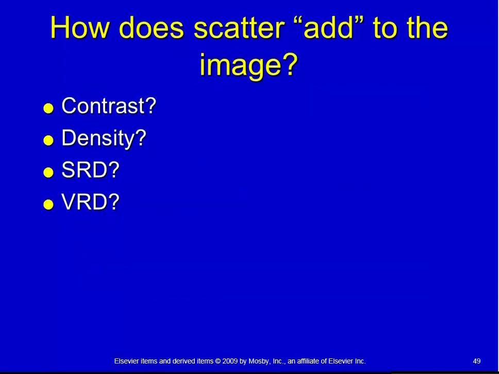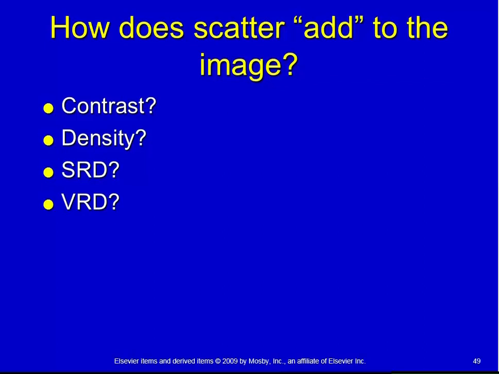So how does scatter add to the image? It adds density, it's overall density. It reduces contrast. So in reducing contrast, we have a longer grayscale and higher latitude. It gets less black and white and it gets more gray. So density, that's if KVP goes up. If KVP goes down, everything reverses.